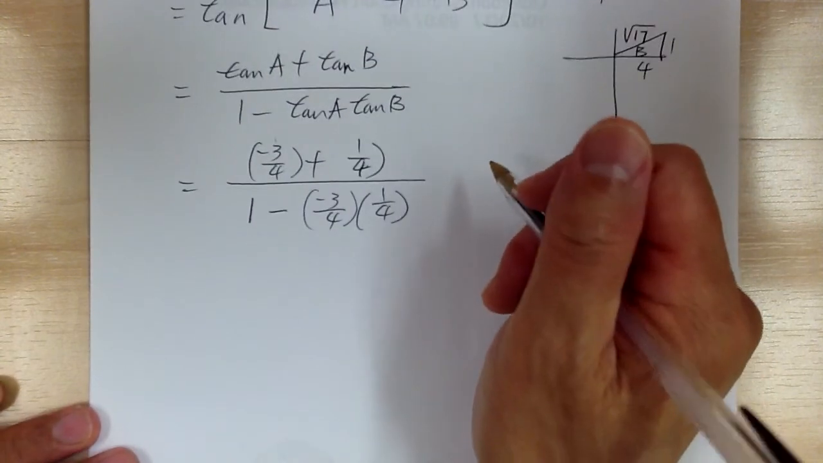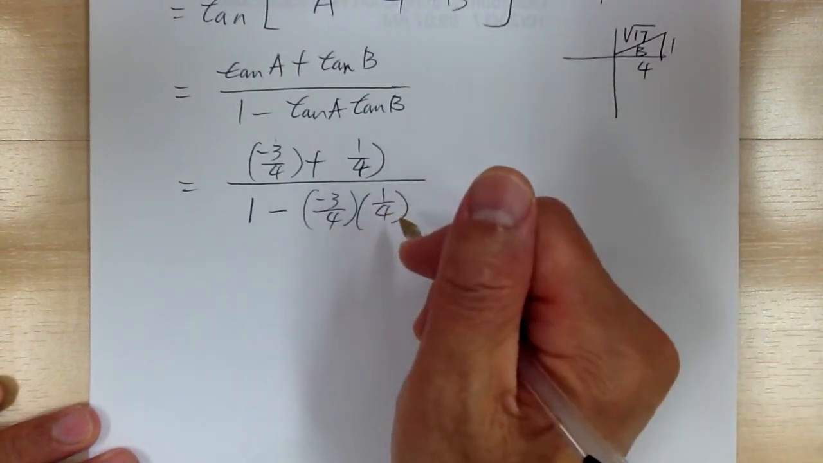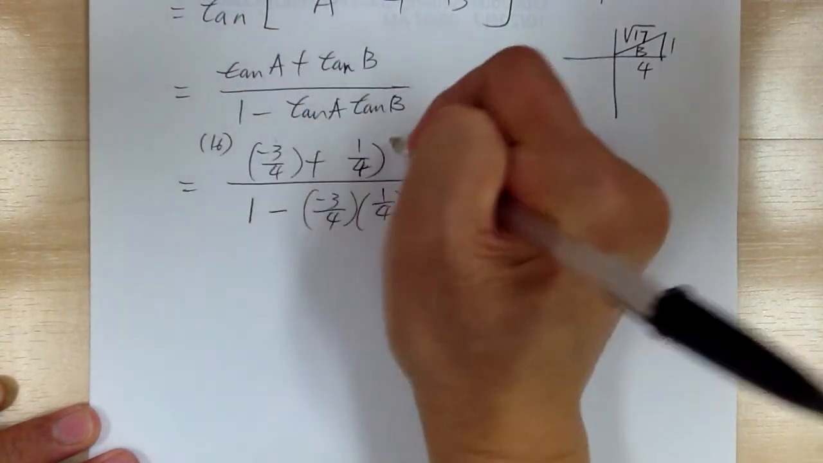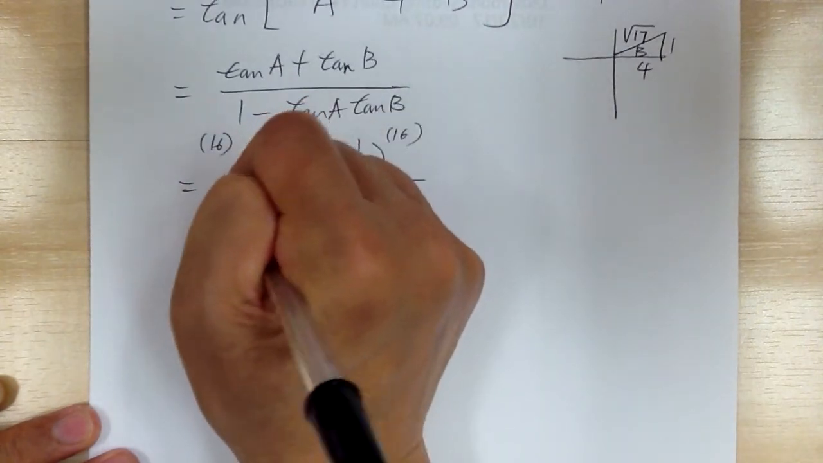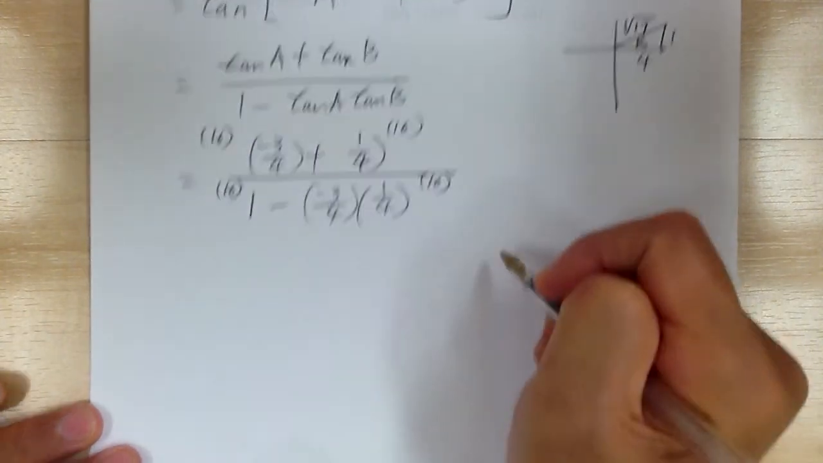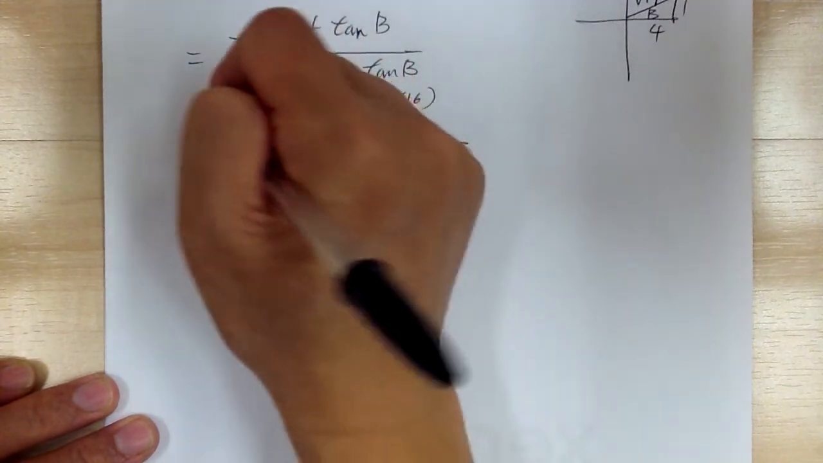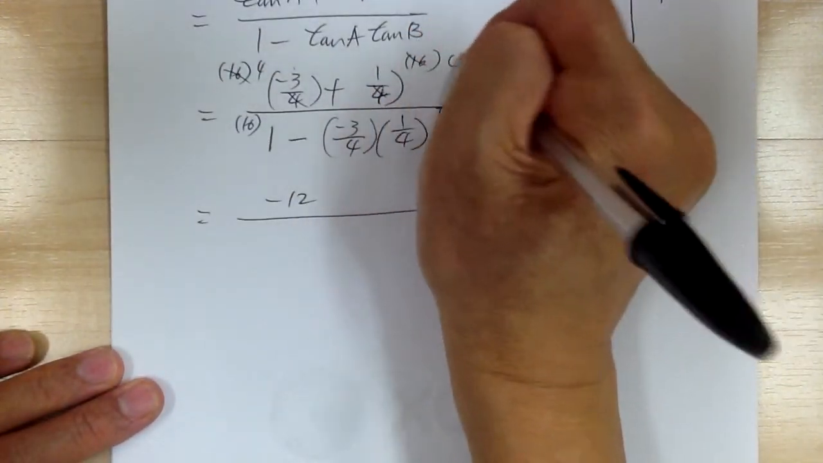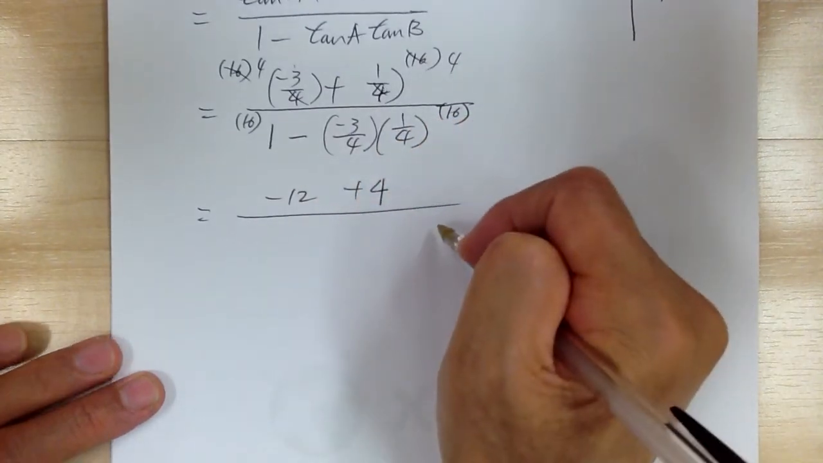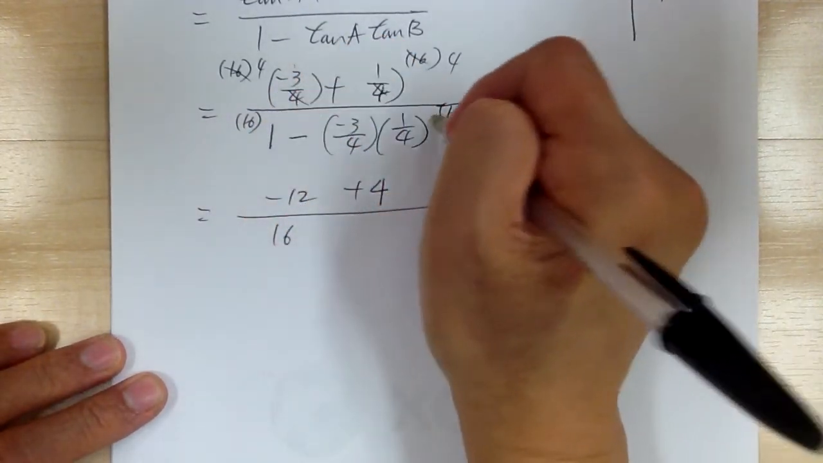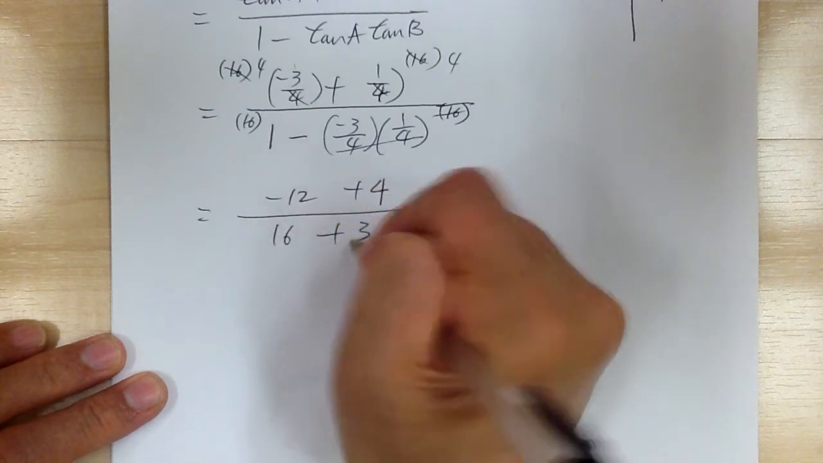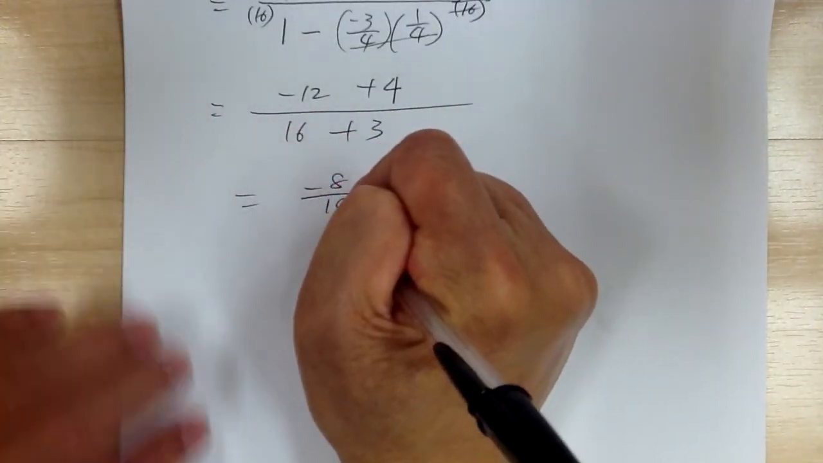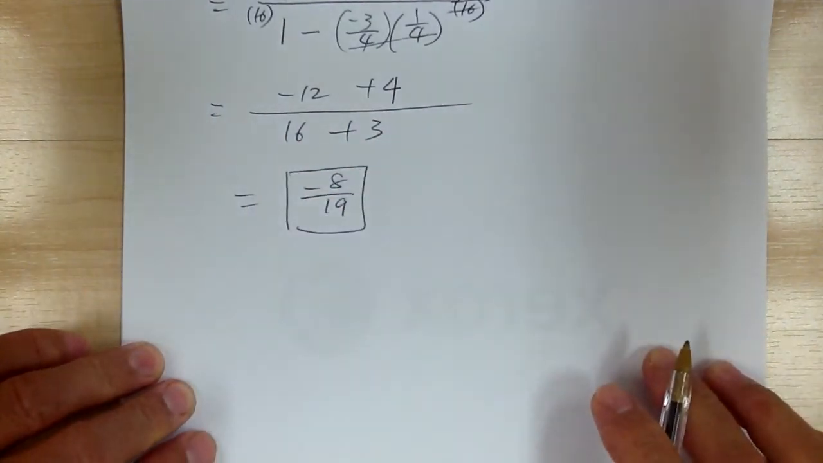Okay, then after that, you want to go ahead and multiply by the common denominator. Your common denominator is 16. So multiply by 16 each term. So this cancels out, becomes 4, so you get negative 12. This cancels out, so it'd be plus 4. Over here you got 16, and this cancels with that, so it'd be plus 3. So you're going to end up with negative 8 over 19, and that would be your answer.